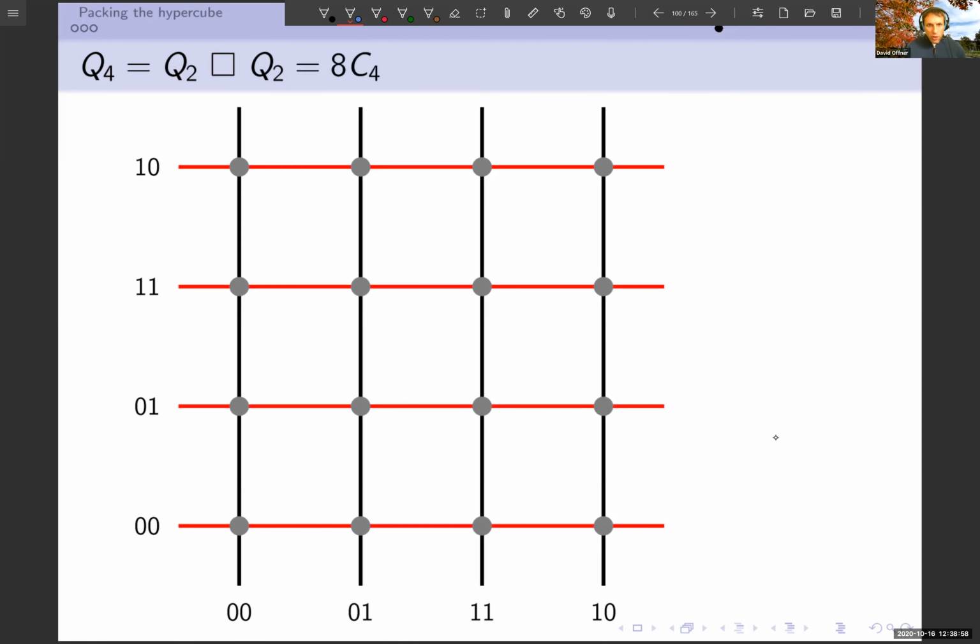I can just take the 4 horizontal C4s and the 4 vertical C4s, and I can decompose Q4 into 8 C4s, right? I can also divide it into 4 C8s using the following strategy. I take 4 strands, so I have a red C8, a black C8, a blue C8, and a green C8, by, instead of going straight over or straight up, going alternating up and over, okay.